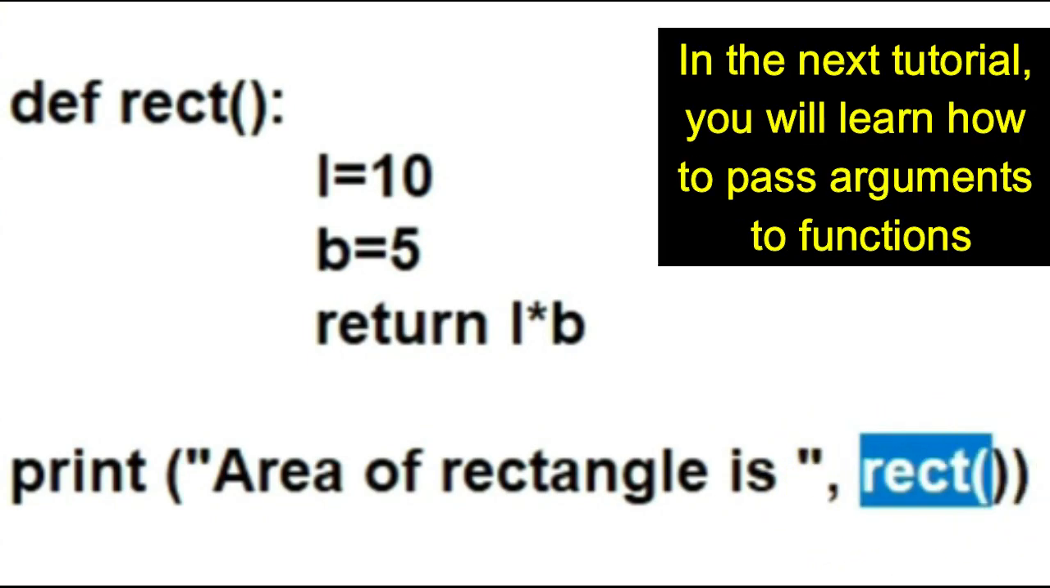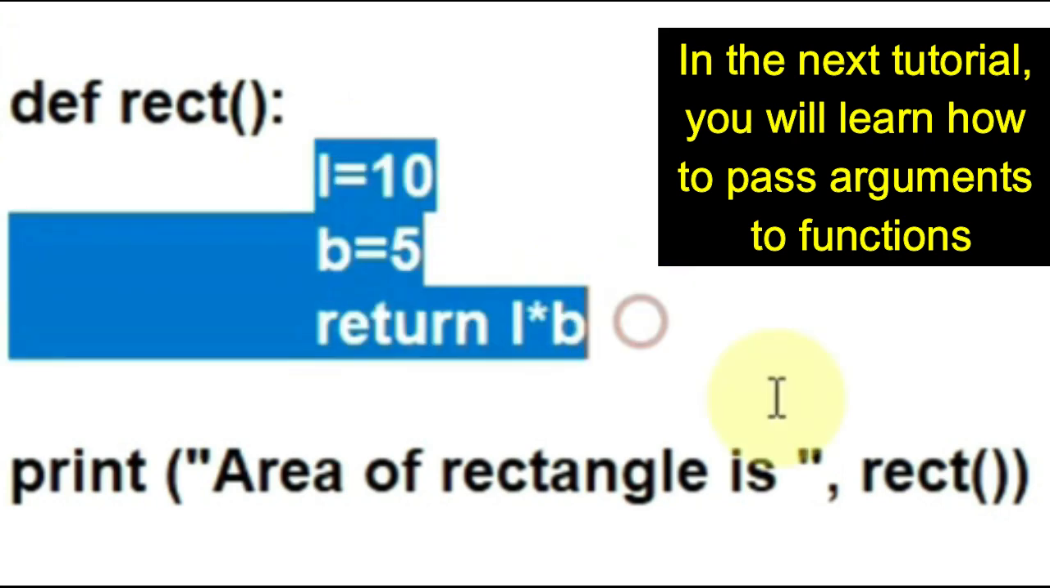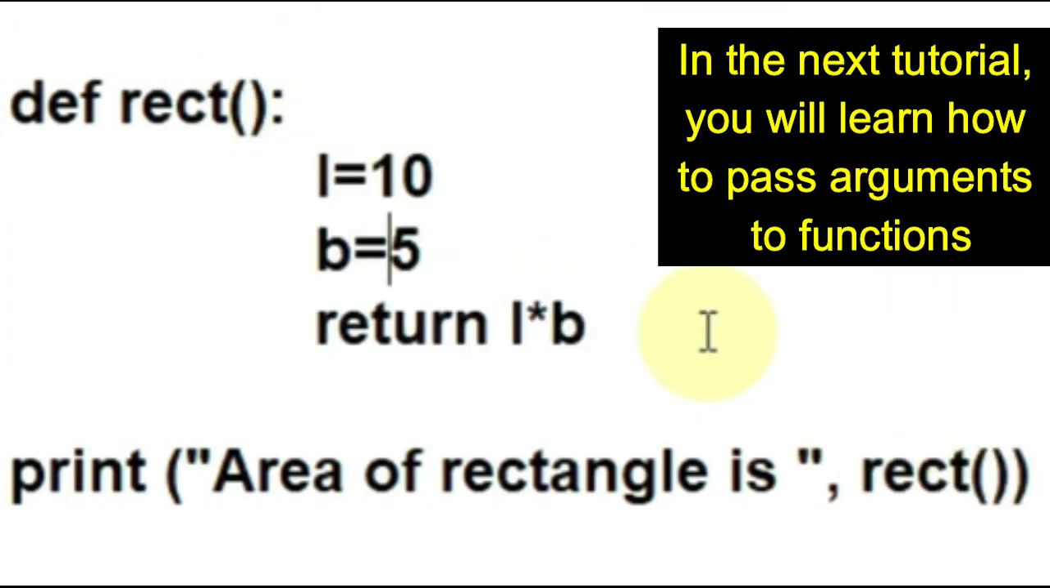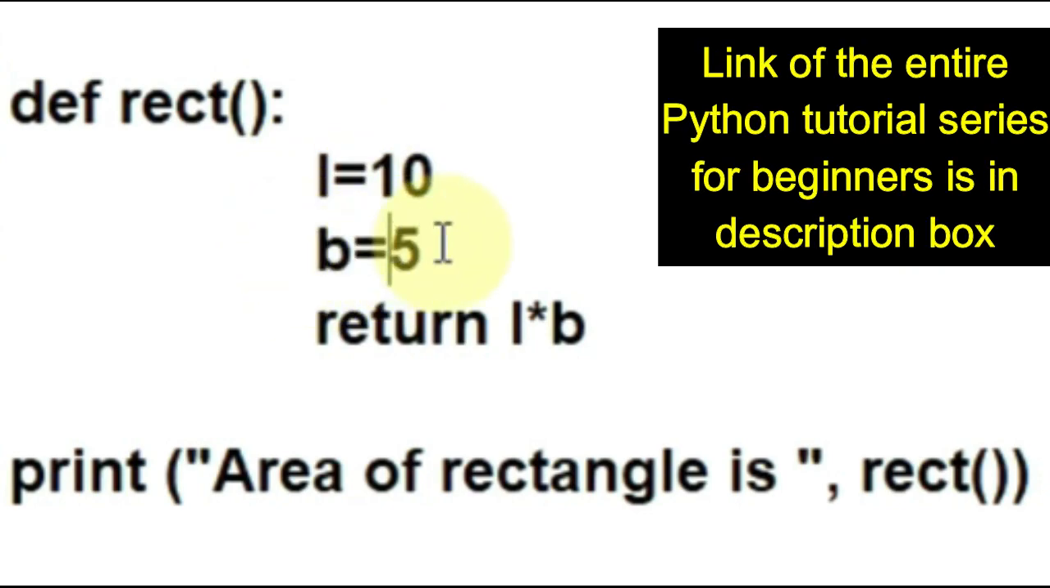So by calling the function, control will search for a def and rect, right? And if it is found, it will execute its body. So control will jump over here. It will initialize the values of the two variables length and breadth. Length is initialized to 10 and breadth is initialized to 5.